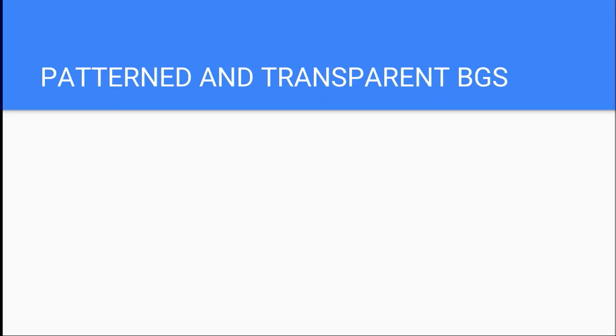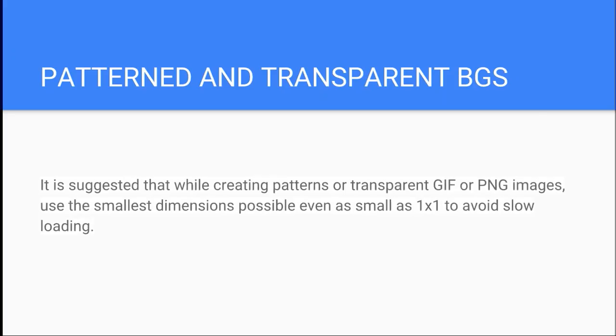Our next concept is patterned and transparent backgrounds. You might have seen many patterned or transparent backgrounds on various web pages. This can simply be achieved by using a patterned image or a transparent image in the background. It is suggested that while creating a pattern or a transparent GIF or PNG image, use the smallest dimension possible, even as small as 1 by 1 pixels, to avoid slow loading. Okay, let's have a look at the example here.